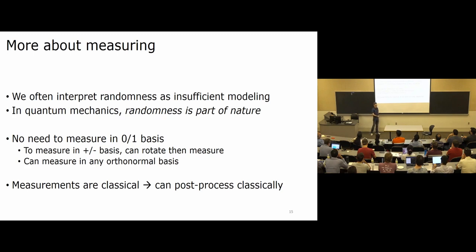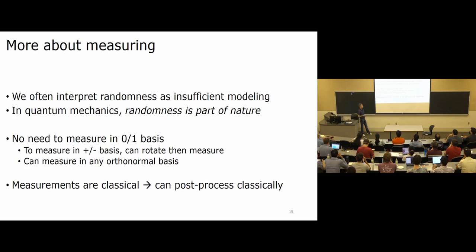In the quantum world, these alpha and beta magnitudes are part of nature. We don't have just an incomplete model. If you actually know alpha and beta, it's still probabilistic. That's nature. And another comment is that I was describing how to measure in the 0-1 basis.